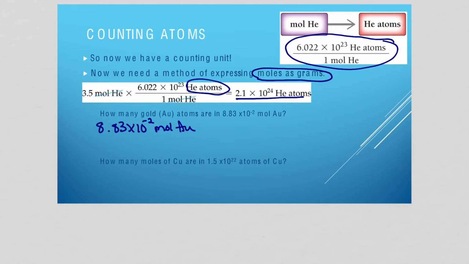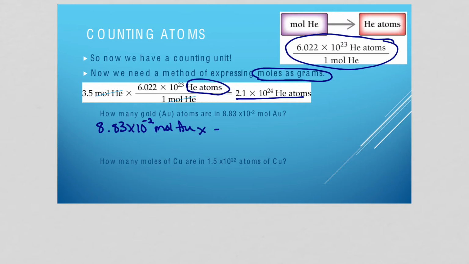So the key is I want to go from moles to atoms. That's how I know I'm going to use Avogadro's number, because anytime I want to move between moles and atoms, or moles and molecules, or moles and anything other than grams, I'm going to have to use Avogadro's number.